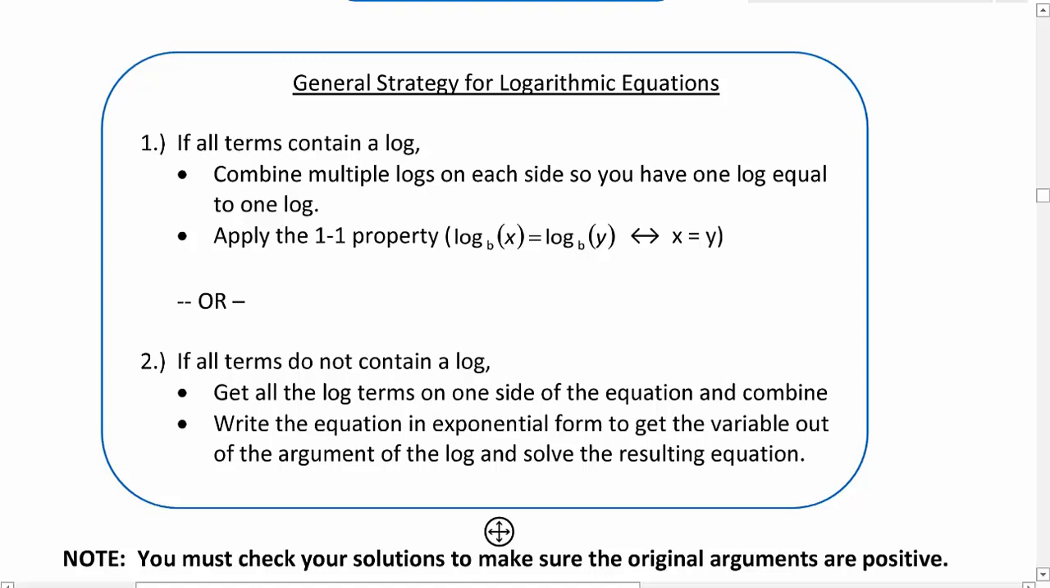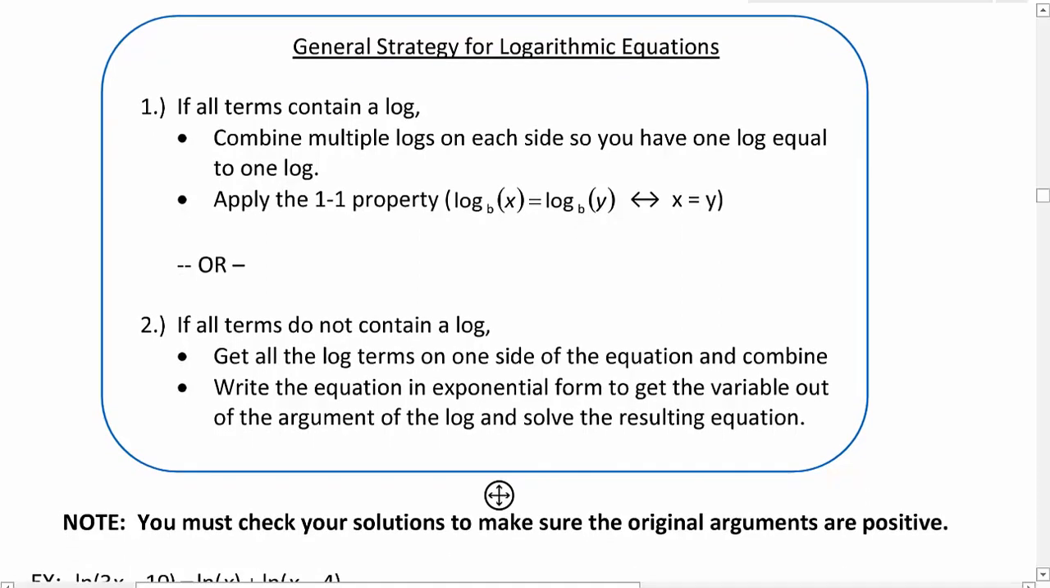Now, if every term does not contain a log, then that brings us to our plan B, which is to write it in the other form. So, if all terms don't have a log, you want to get your equation so that you're one log equal to a constant, and then you'll rewrite your logarithmic equation in exponential form and solve the resulting equation.